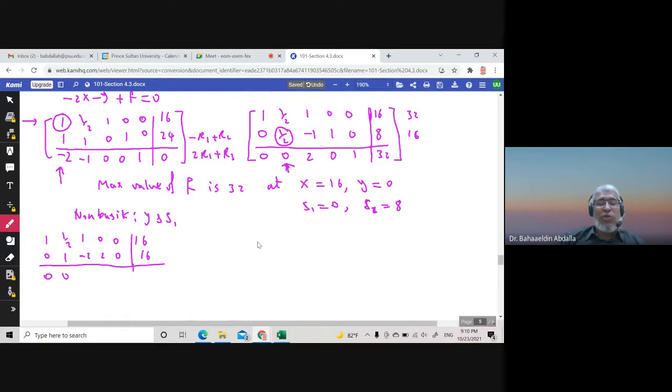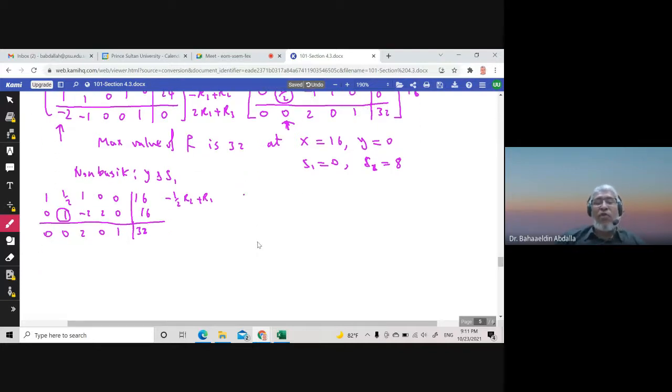And the last row as it is. This is not a new matrix. This is the number in the middle. This is now the pivot. We need to make the half 0. This is already 0. So negative half R2 plus R1. And now we will have a new matrix.